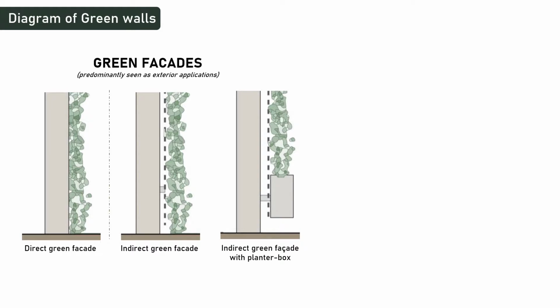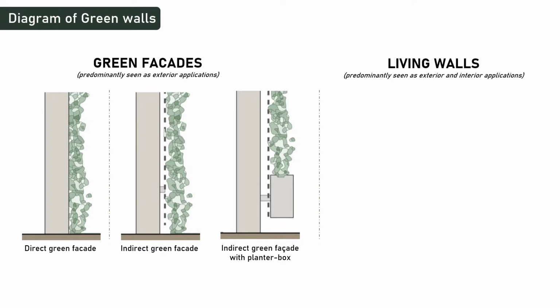And lastly, green facade can also be indirect green facade but with a planter box. Now we move on to the living walls. So it is predominantly seen as exterior and interior application. So it is for both. As discussed earlier, living walls can be classified based on their application method.